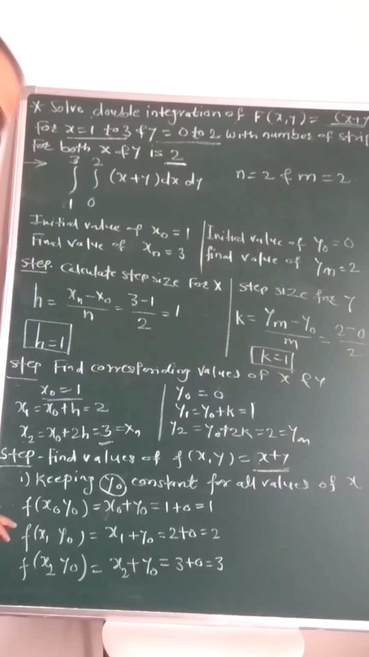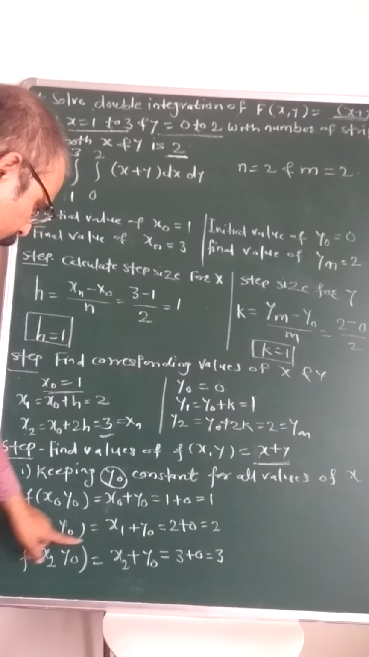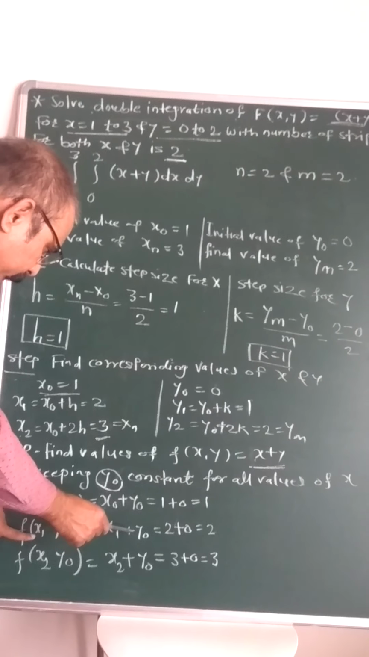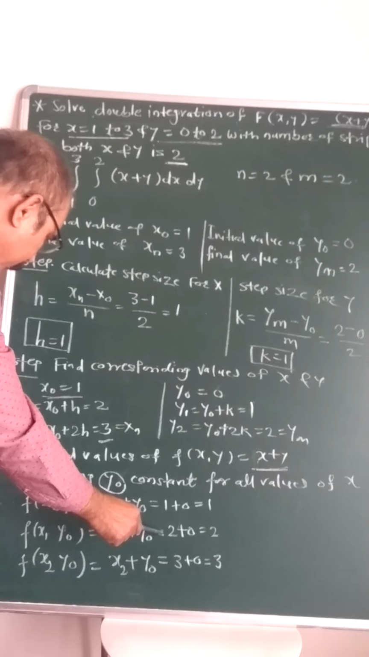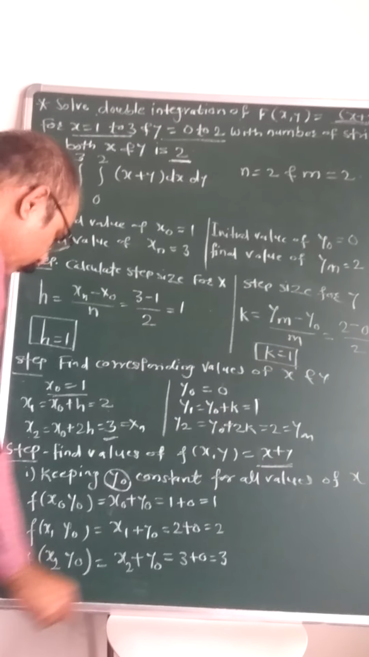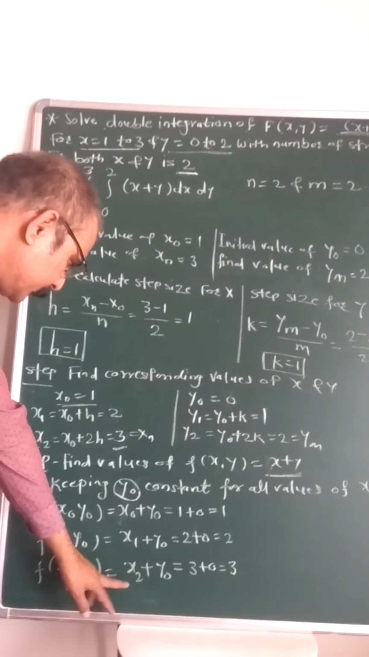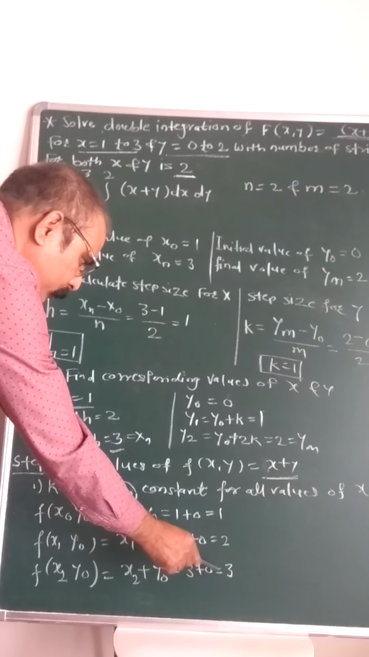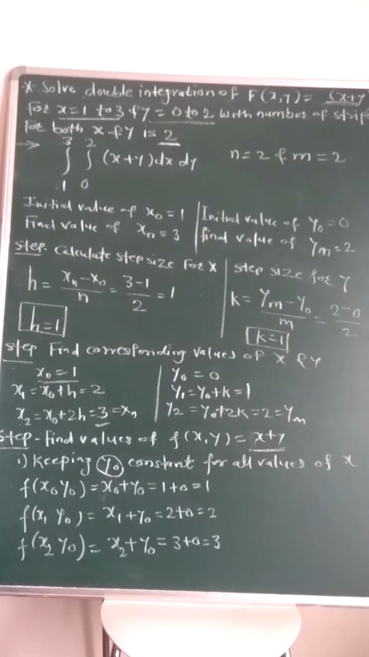Similarly, the next value f of x1 y0 is equal to x1 plus y0. x1 is 2, y0 is 0, which is equal to 2. The last value is x2 plus y0, which is 3 plus 0, equal to 3.